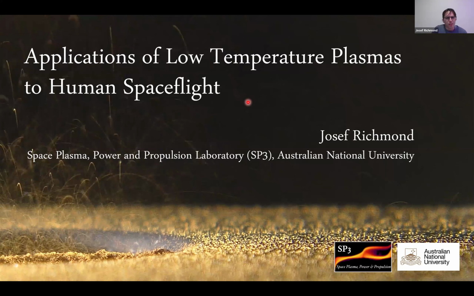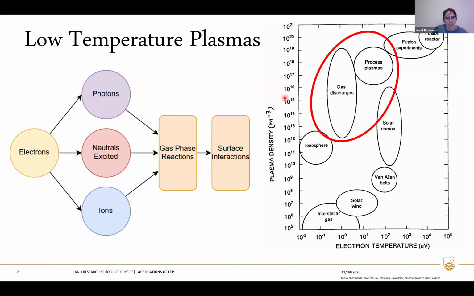So to start off, what is a plasma? In a nutshell, a plasma is an ionized gas. That's a very broad definition, because you can have the sun, you can have fusion plasmas, very, very hot and very, very dense, all the way down to the interstellar gas and solar wind, these very diffuse, sparse plasmas. Where I operate is in these low temperature plasmas. They're somewhere in the middle.